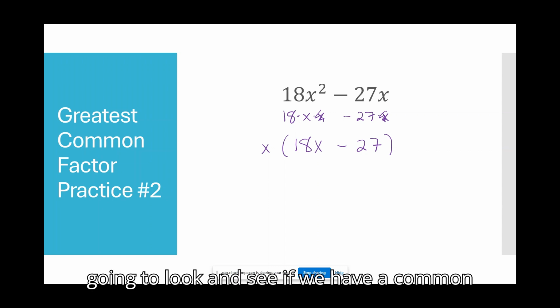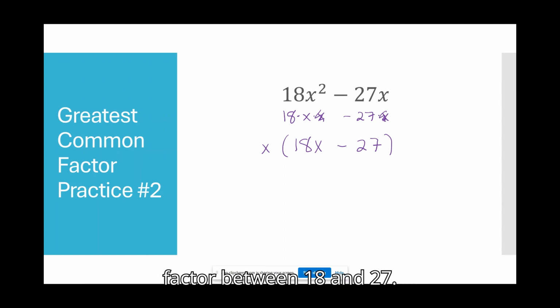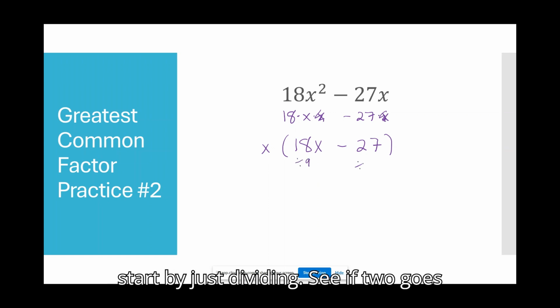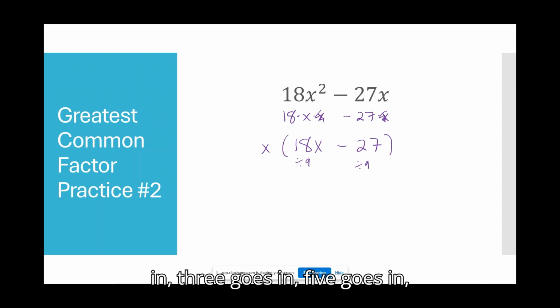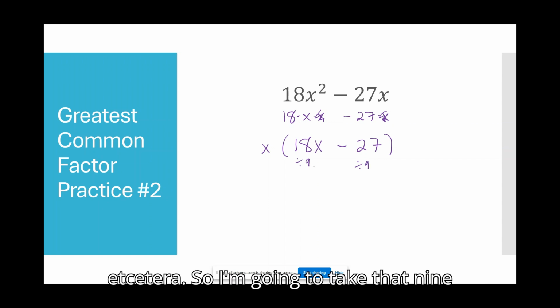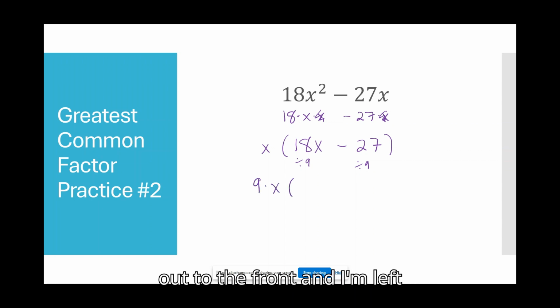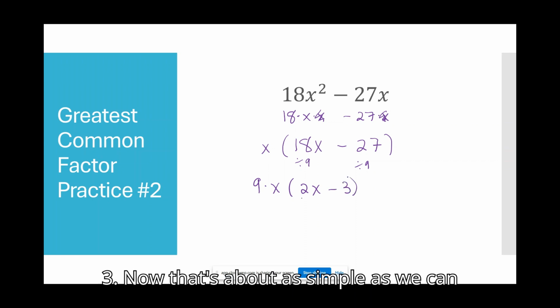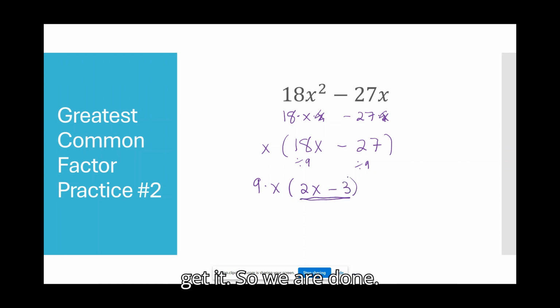Now we're going to look and see if we have a common factor between 18 and 27. I know I could take 9 out of those. If you didn't notice 9, you can always start by just dividing. See if 2 goes in, 3 goes in, 5 goes in, etc. So I'm going to take that 9 out to the front, and I'm left with 2x minus 3. Now that's about as simple as we can get it. So we are done.